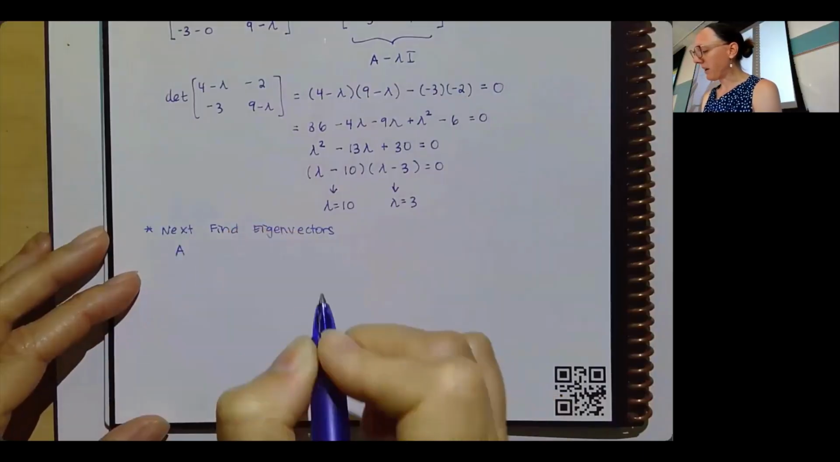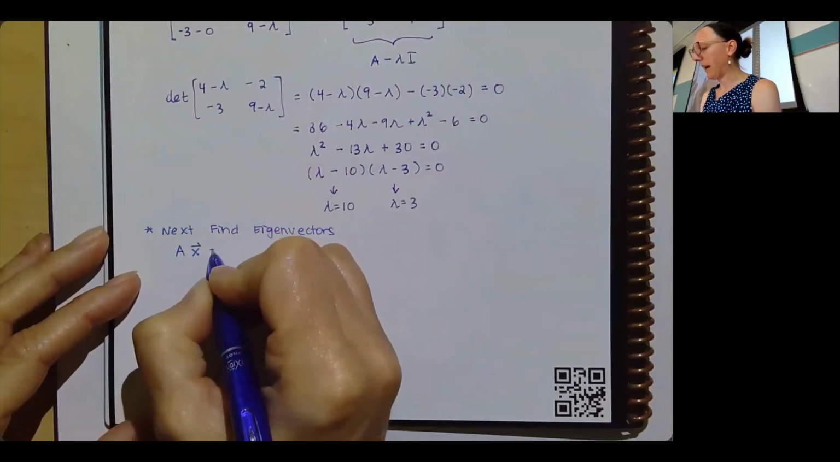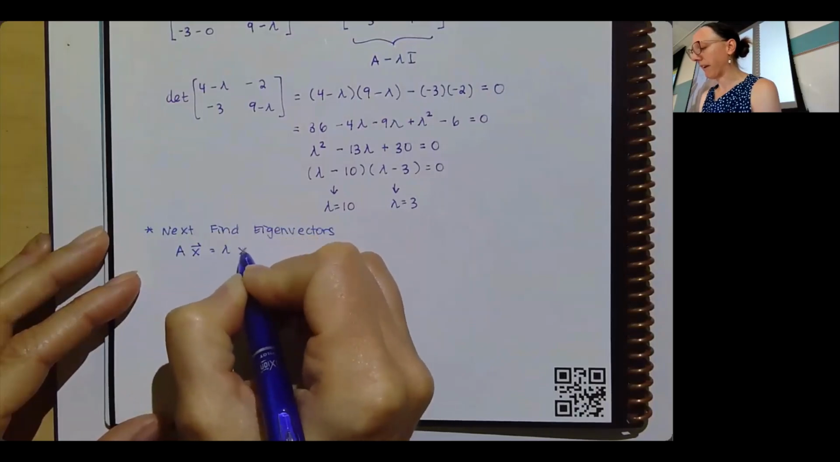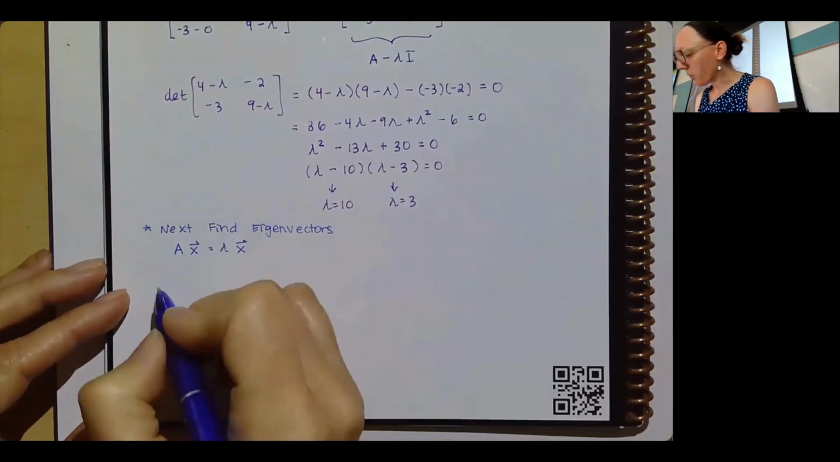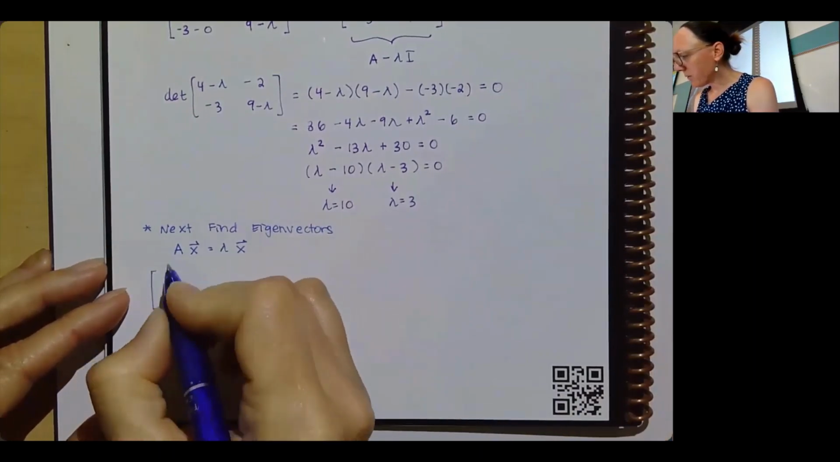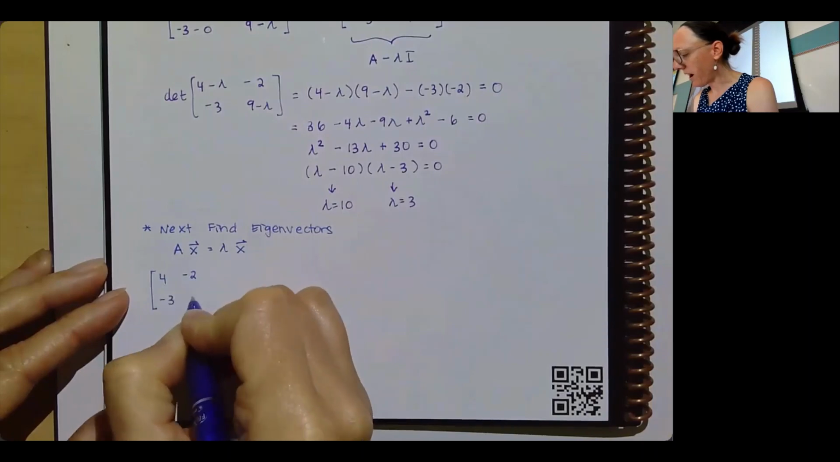What it means to be an eigenvector is when I do the matrix times the vector, I get the eigenvalue times the vector back as an answer. So my matrix was 4, -2, -3, 9.